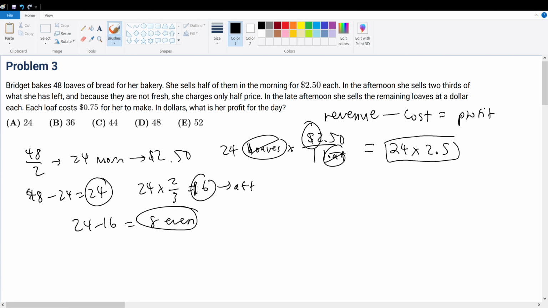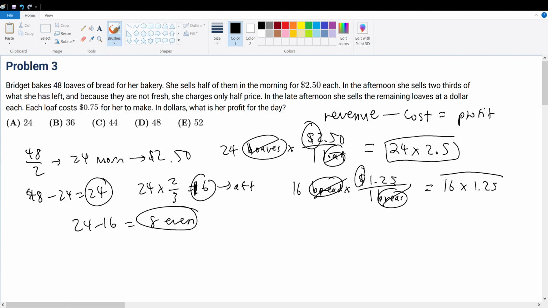We sell 16 in the afternoon, but they're not fresh, so she only charges half price. So for every one loaf, half price of $2.50 is $1.25. So the units of bread cancel, and all we're left with are the units of dollars, corresponding to the number of dollars she earns from selling 16 loaves, which is 16 times 1.25. Leave that to the side.